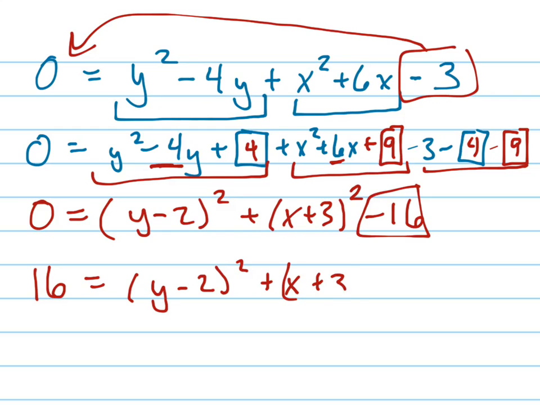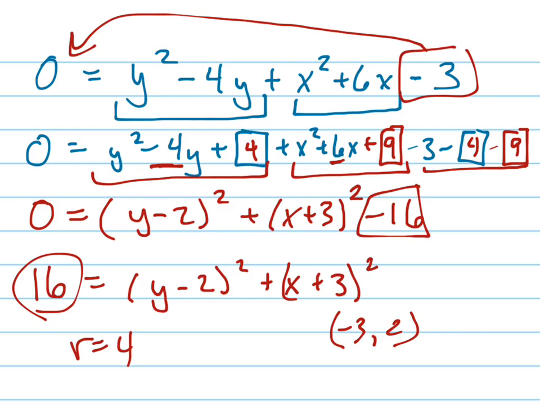There's my conic section. And if you know anything about conic sections, you know that's a circle with center -3, 2, with a radius of 4, because the square root of 16 is 4. But if you don't understand that, you eventually will get to it. There it is, completing the square with some application. Good luck.